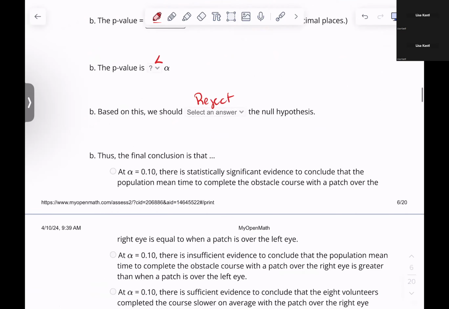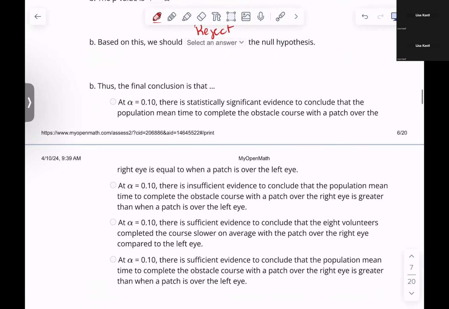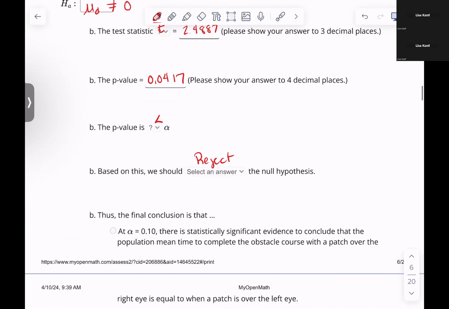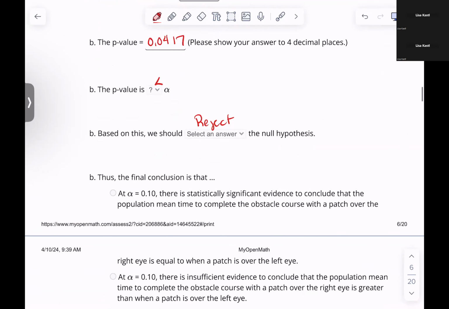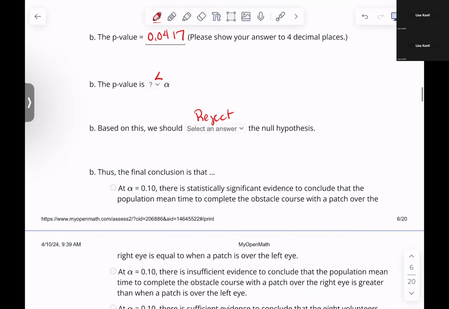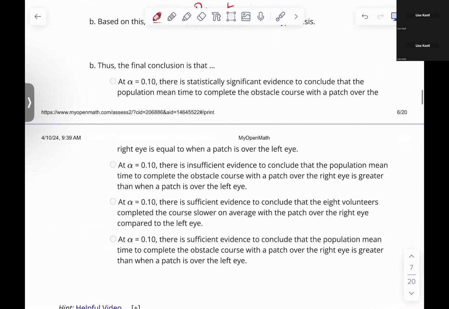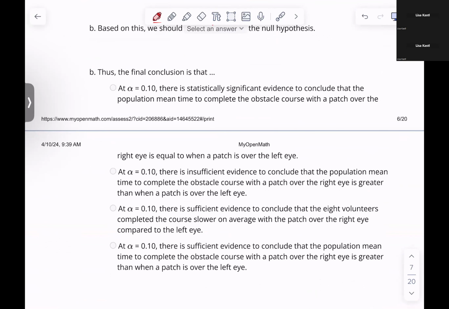All right, so this is where my bone is picked. We're rejecting the null. If we're rejecting the null, we're accepting the alternative. So it looks like the data shows that there isn't a difference, correct? That's what the data is showing me. So alpha equals 0.1. There's statistically significant evidence to conclude that the population mean time to complete the obstacle course with a patch over the eye is equal to when a patch is over the left eye.